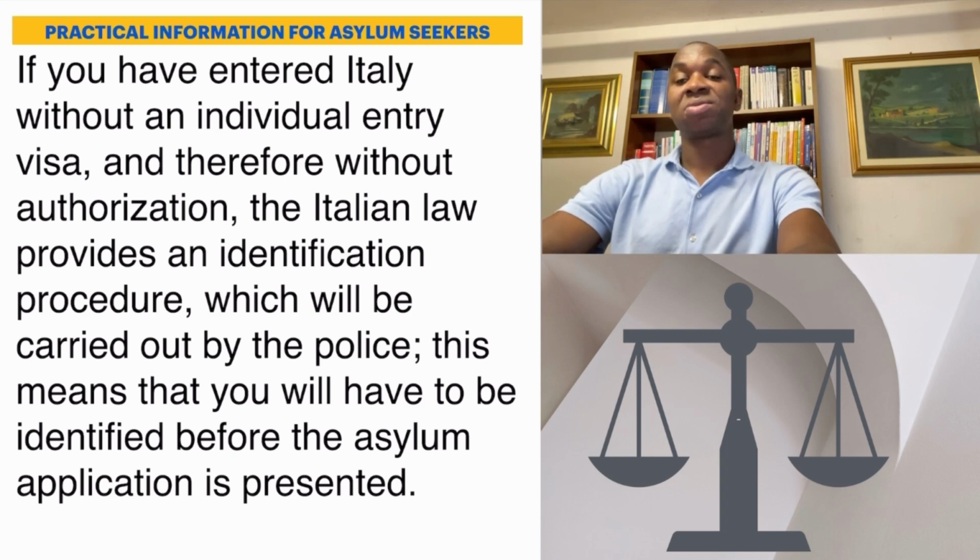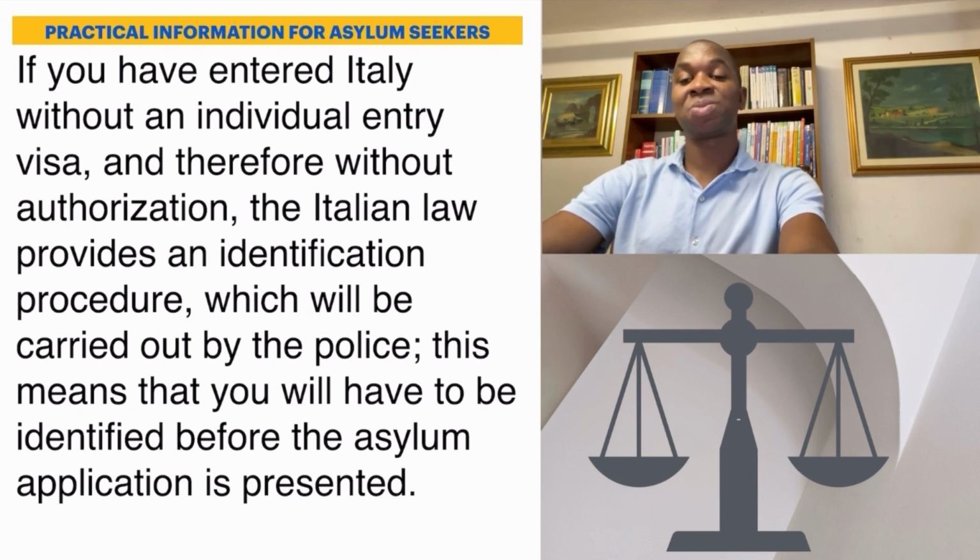If you have entered Italy, or any country you may find yourself in, without an individual entry visa and therefore without authorization, the law of that country provides an identification procedure which will be carried out by the police. This means that you will have to be identified before the asylum application is presented. So wherever you arrive at any country's border, you will first of all have to identify yourself.